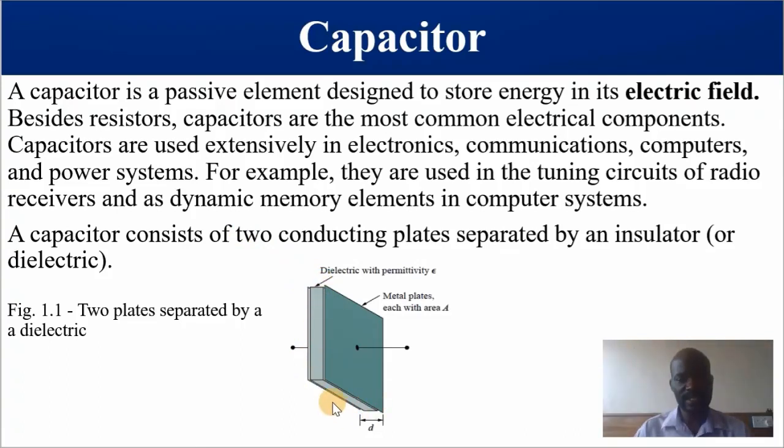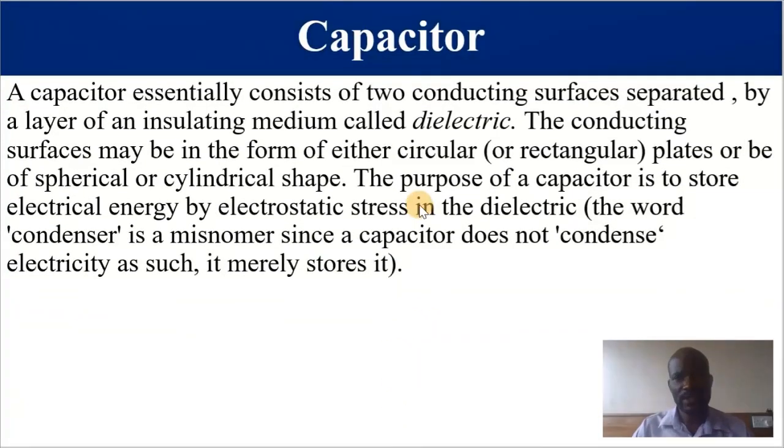The distance between this plate and this plate is d, and it is proportional to the width of the dielectric material. As alluded to in the previous slide, a capacitor generally consists of two conductors separated by a layer of an insulating material called a dielectric. The conducting surfaces are also known as plates, and they can be of any shape: cylindrical, rectangular, spherical, or even cylindrical shape. And as I said, its purpose is to store electric charge.